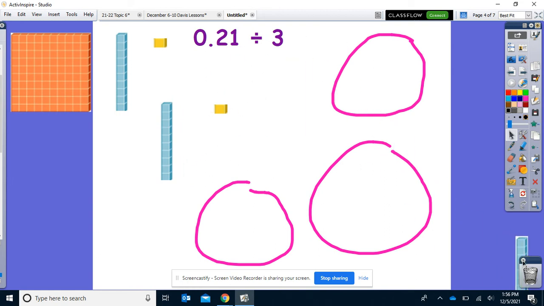So I'm going to trade in this tenth for 10 hundredths, and I'm putting them in the groups: 1 hundredth, 2 hundredths, 3, 4, 5, 6, 7, 8, 9, 10 hundredths. And I put that tenth one there because I didn't have enough to give each group another one.